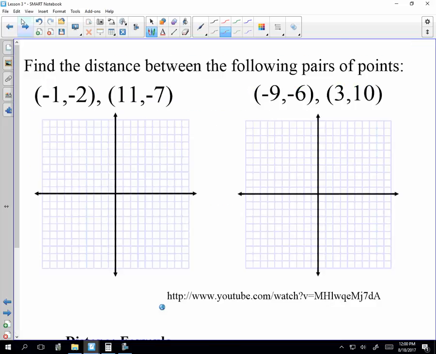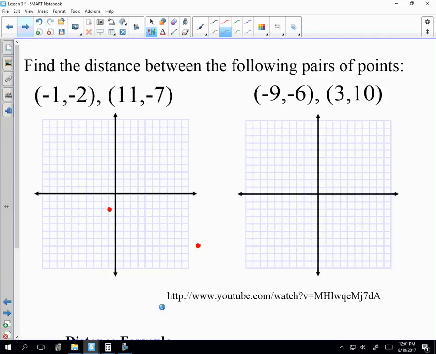So now, when we look at the distance between given points, what we first always want to think about is where the point is on the coordinate plane. So we have -1, -2, so we're going to the left 1 and down 2, that's point number 1. And then our other point, 11, -7, so we go down 7, 1, 2, 3, 4, 5, 6, 7. And we've got those 2 points.